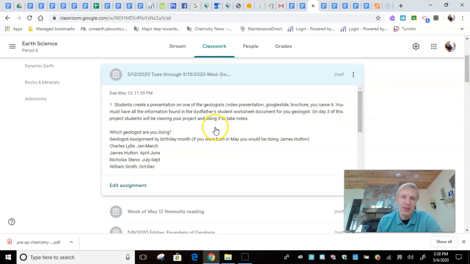And what we got right here, students create a presentation on one of the geologists. So which geologist are you going to do? Well, to make sure that everyone doesn't do the same geologist, I'm splitting it up by birthday. So if you were born in the months of January, February, or March, you're doing Charles Lyell. April through June birthdays, that includes this month, May, James Hutton. July through September birthdays are going to do Nick Steno, and October through December are going to do the English geologist William Smith. Not the actor, the geologist.